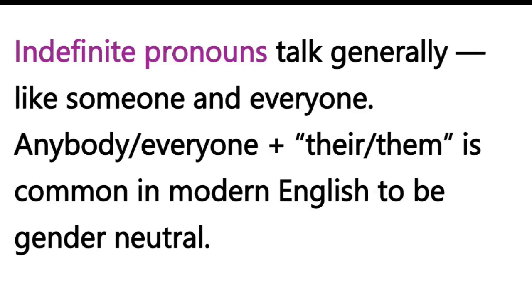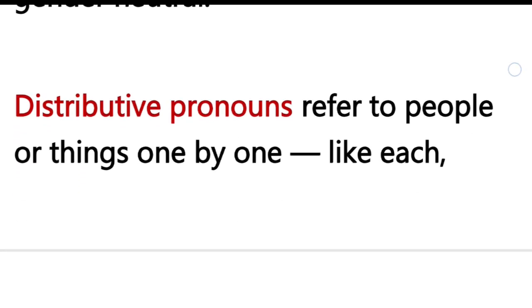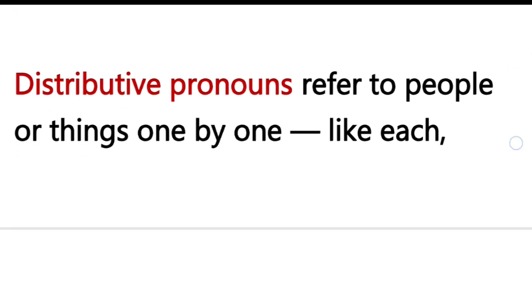Indefinite pronouns talk generally. They don't talk about anything specifically, but casually or randomly, about things like someone and everyone. With anyone and everyone, anybody and everybody, whenever we use them, we use their and them in common English to be gender neutral.